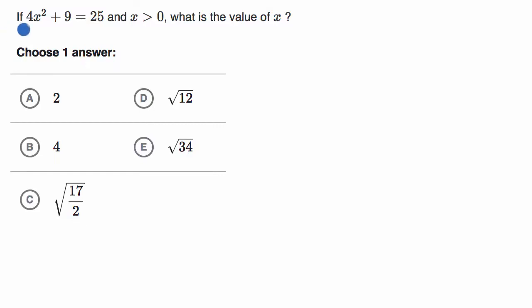We are told if 4x squared plus 9 is equal to 25 and x is greater than 0, what is the value of x? And they've given us 5 choices here. So like always, pause this video and see if you can answer this on your own. Okay, now let's do it together.